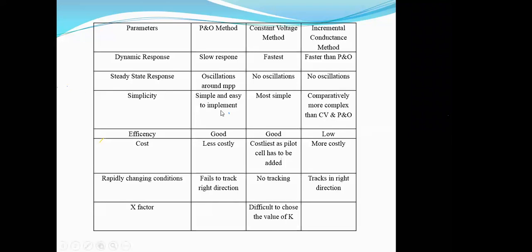This one is simple to implement. This is more simple. This is relatively complex. Efficiency in these two is good. In this we have very low efficiency. Cost wise, if we say perturb and observe was less costly, this is more costly. This is the costliest. Why is it costly?